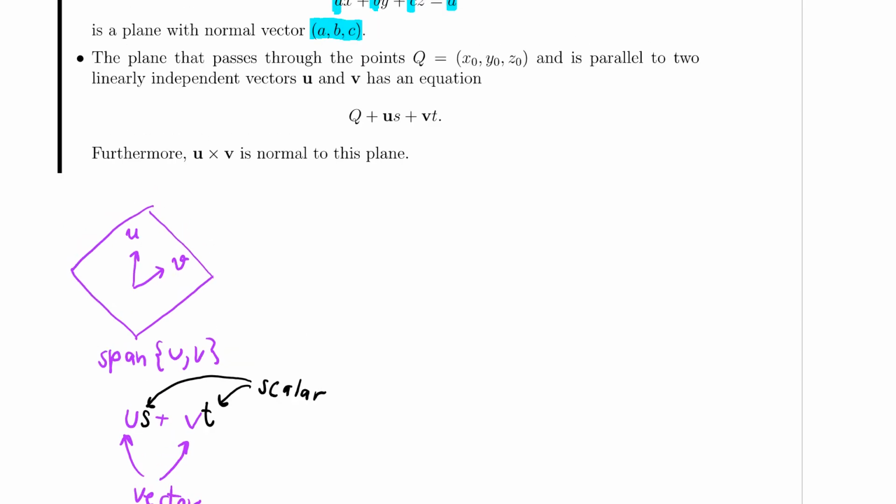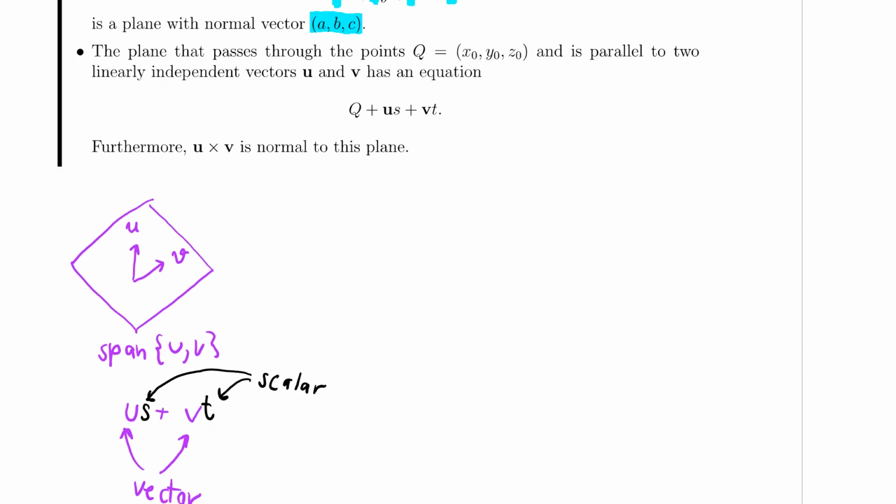In particular, if I'm looking for a plane that passes through a point Q, which is x0, y0, z0, and I want this plane to be parallel to two linearly independent vectors u and v. In other words, u and v belong to the plane, so they are parallel to the plane. These two linearly independent vectors span my plane.